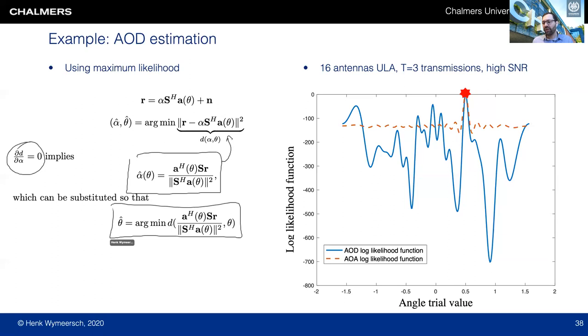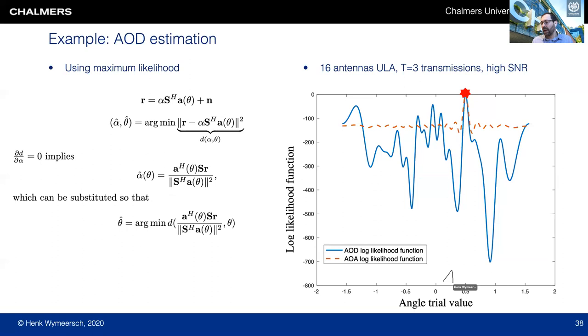And this now is a scalar function, so I can just plot this, right? So this here is the angle of departure on the x-axis. On the y-axis, this distance function, which depends on the angle of departure. And you see that there's a nice peak at the true value. On the other hand, this function is very nasty. You cannot just say, I'm going to do gradient descent from some initial guess and hope for the best. But if you have a one-dimensional problem, you can do a line search and have good performance. Okay, so this is just an example for angle of departure estimation. You can do the same for positioning.